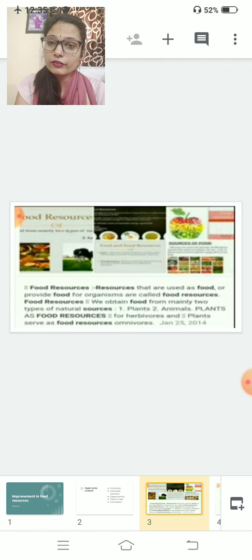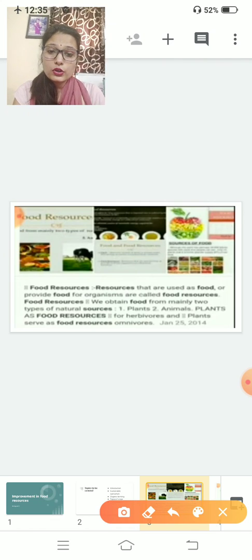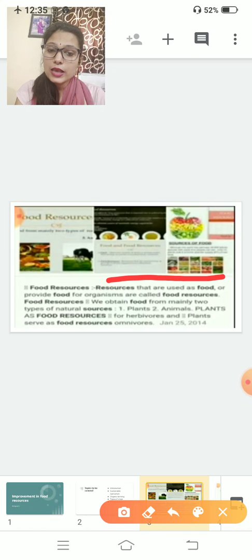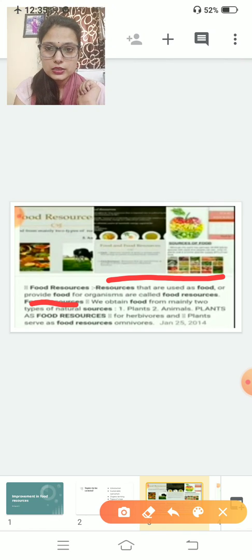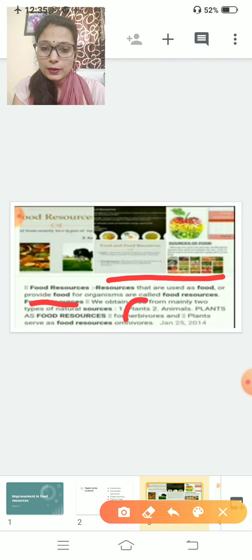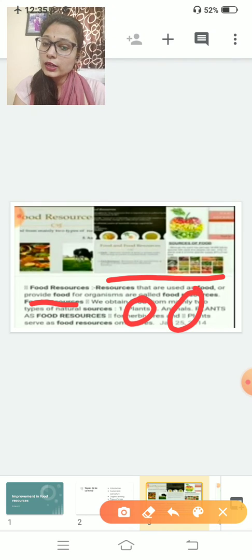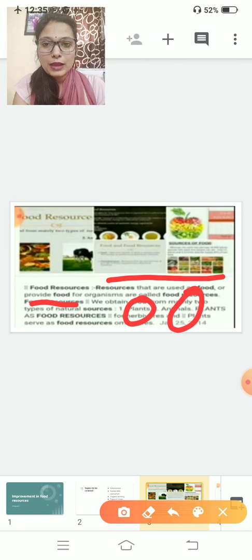So here is the definition of food resources. Resources that are used as food or provide food for organisms are known as food resources. There are two types of food resources. Number 1, plants. Number 2, animals. How many types of food resources are there? Two types of food resources are there. Number 1, plants, and number 2, animals.